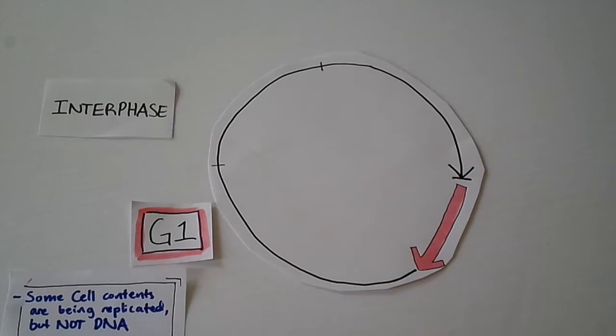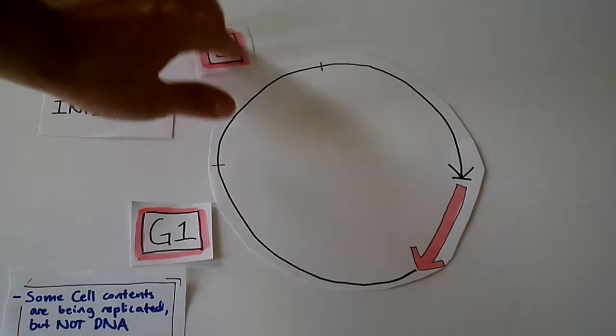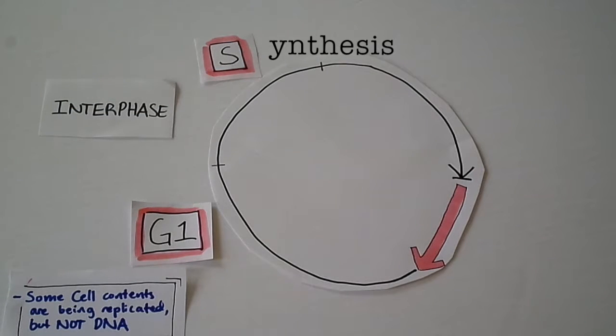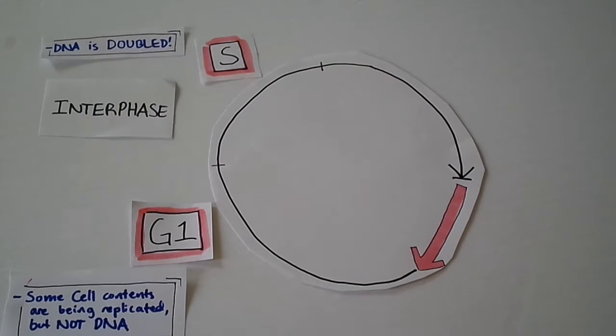The second phase, right here in this corner, is the S phase. S stands for synthesis, and as we've learned earlier, synthesis usually is correlated with DNA. DNA synthesis, which is when the DNA is doubled. So, you have G1 phase, where some of the cell contents are beginning to be doubled. You also then have the S phase, where the DNA is doubled. And then you finally have G2.